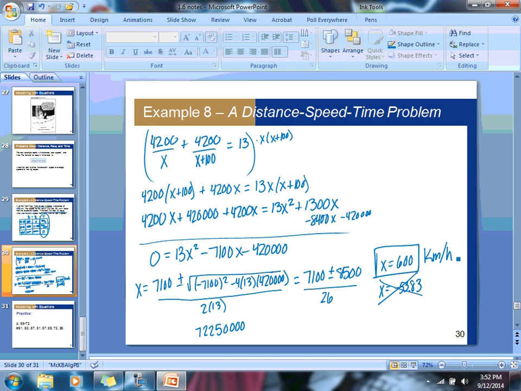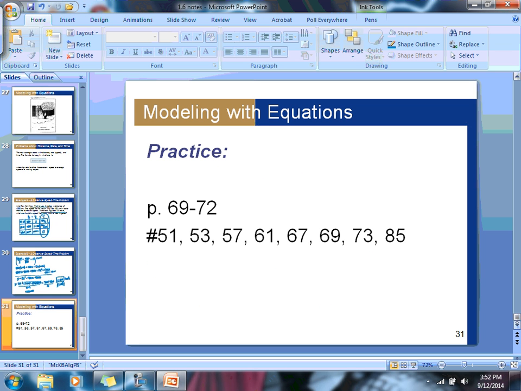So make sure you have that example with the chart with you as you're doing your practice problems. And there aren't many of them because some of these problems are time consuming and a little tricky. So if you have questions, come on in and see me before school.